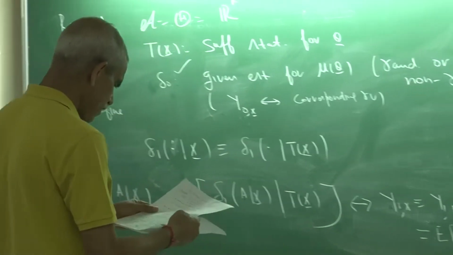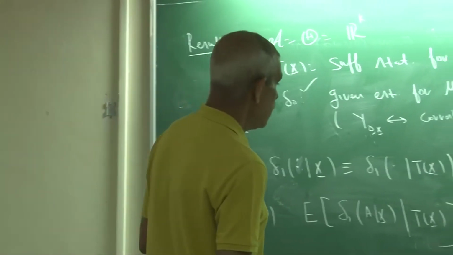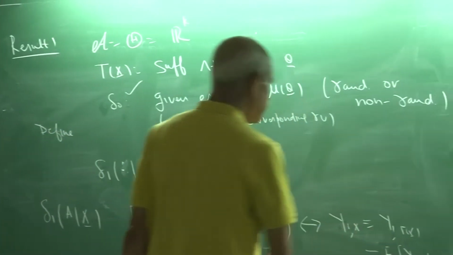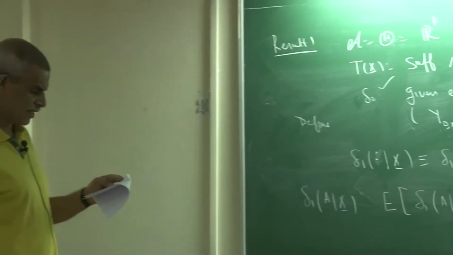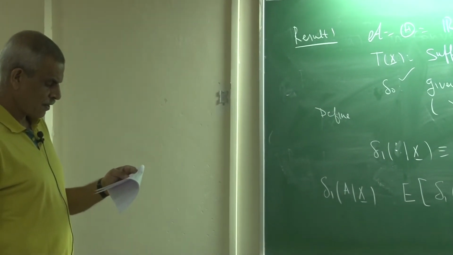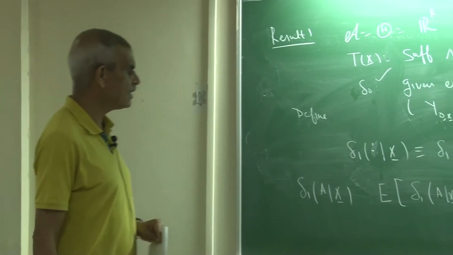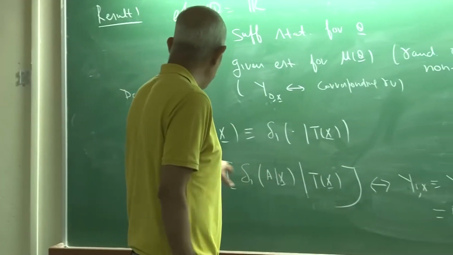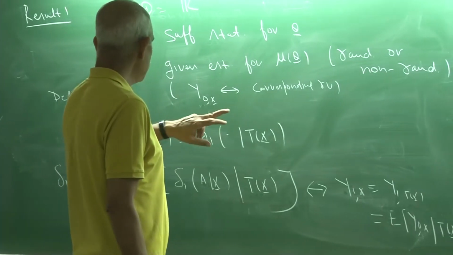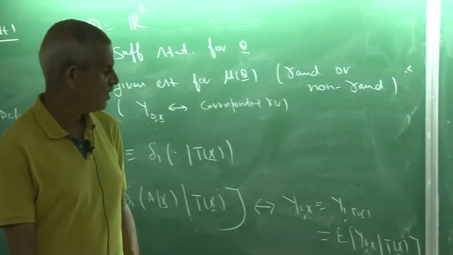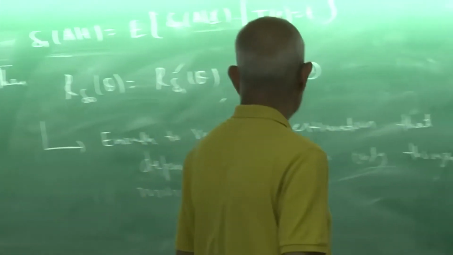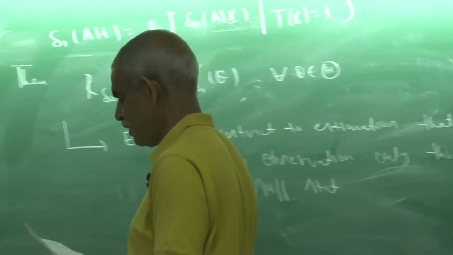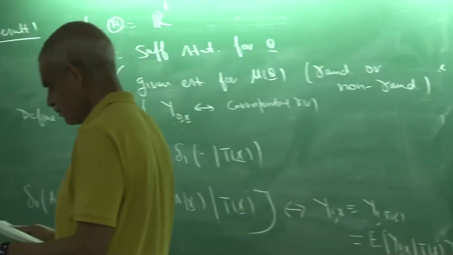Now note that this delta 1 can be randomized even if delta naught was non-randomized. So, I leave that as an exercise. What happens to delta 1 if my delta naught was non-randomized? Can I say that my delta 1 would also be non-randomized?